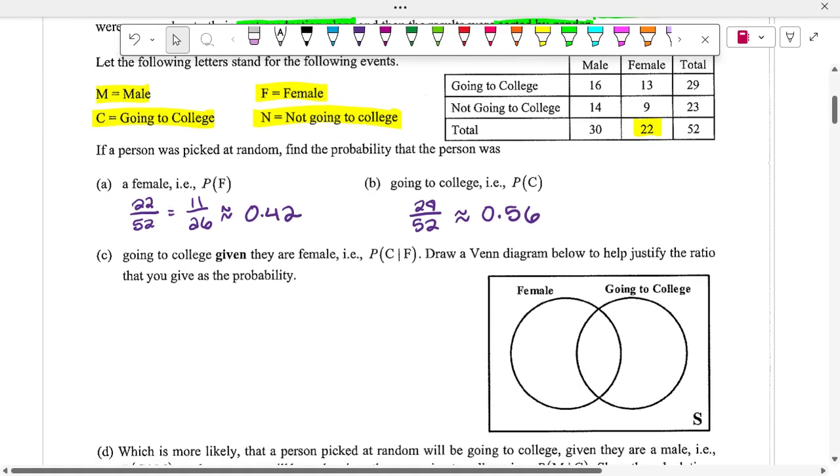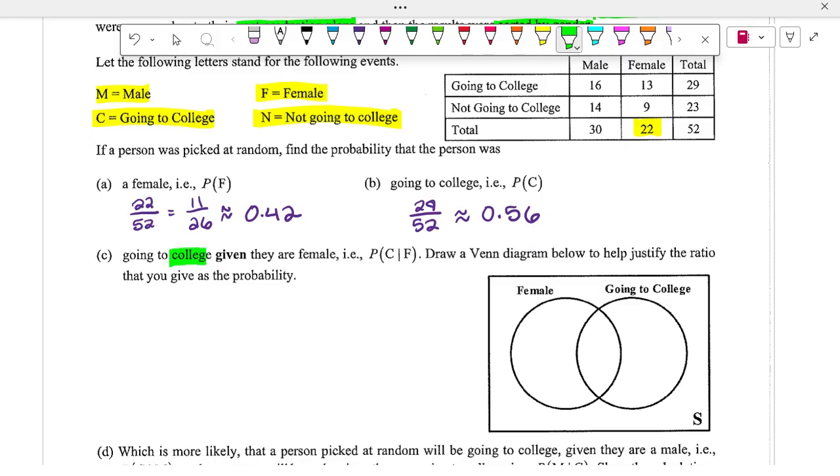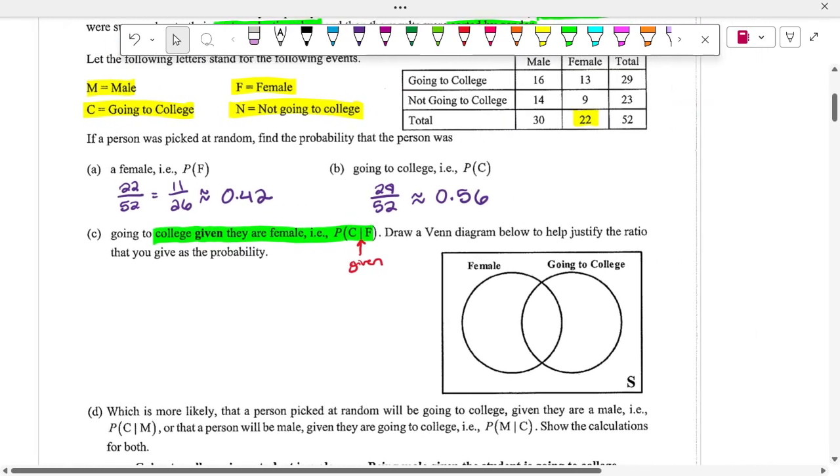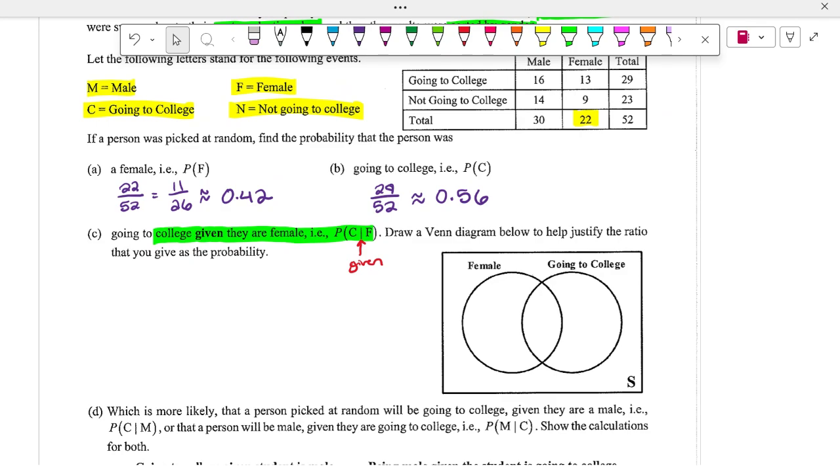Okay. So now we are going to look at the probability of going to college given they are female. So again, this little symbol right here means given. And we're going to draw a Venn diagram to help us justify. So before we even calculate it, let's just make the Venn diagram first. Okay? So when we make a Venn diagram, what's the first thing I tell you always do first? The intersection. So how many people are both female and going to college?